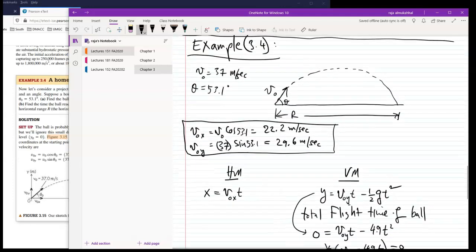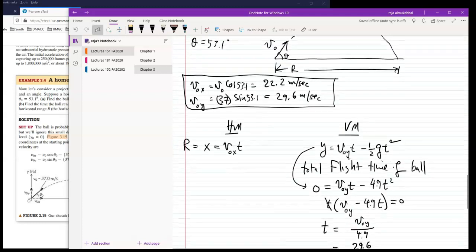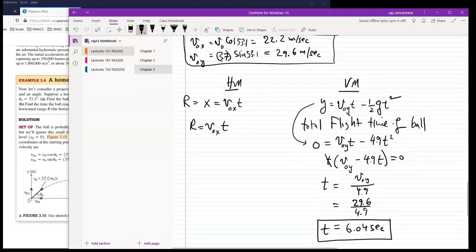Now, do I want to know the range? In other words, how far did it go from here to here, this range? Well, I can use that. This x is really r, right? You can call it big R if you want to. So in this case, I have big R equals v naught x t, and t I just got, which is right there. So I'm going to plug it back in here. So I have here the range, v naught x. Again, I have it right there, at the edge of the screen from the top.